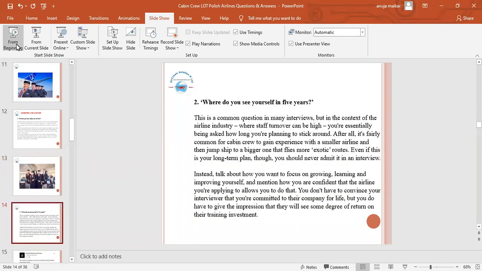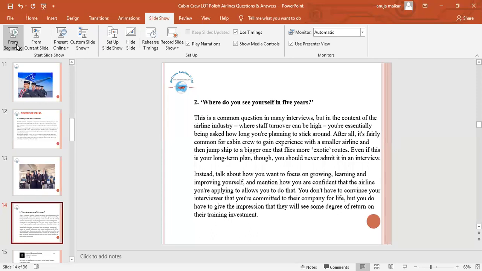Yes, the next important question can be, where do you see yourself in 5 years? This shows how much you plan for yourself, your organizational skills. This is a common question in many interviews, but in the context of the airline industry, where staff turnover can be high, you're essentially being asked how long you're planning to stick around. After all, it's fairly common for cabin crew to gain experience with a smaller airline and then jump ship to a bigger one that flies more exotic routes.